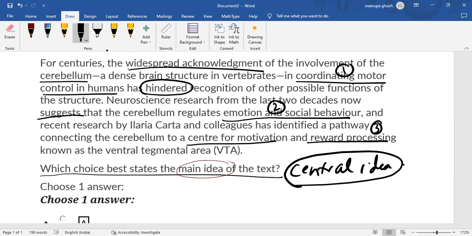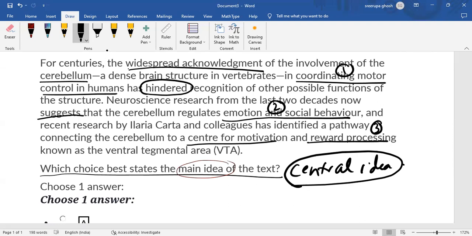This particular sentence is trying to say that earlier there was a widespread belief that the cerebellum was involved in coordinating motor control functions, and that is why all the other functions were overlooked or ignored. But then there has been a lot of neuroscience research, and recent research by other scientists, and they have found that there are various other functions in which the cerebellum is involved, like regulating emotional and social behavior. It also acts as a center for motivation and reward processing.